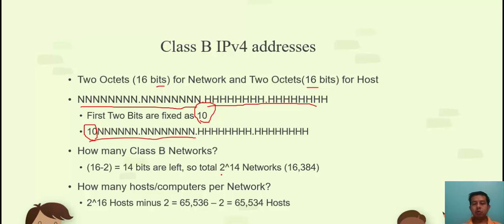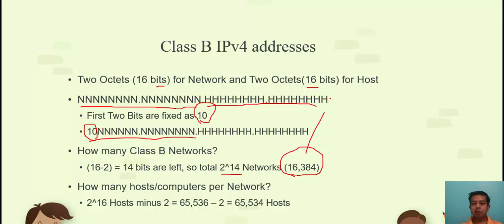So we can have a total of 2 to the power 14 networks, that is 16,384. That means this number of organizations can buy a class B IP address. Just as in class A, 126 organizations can buy a class A address, in similar fashion, 16,384 organizations can buy a class B address. Clear? So how many computers can be connected in each of these networks?